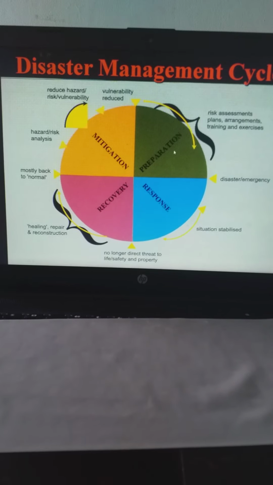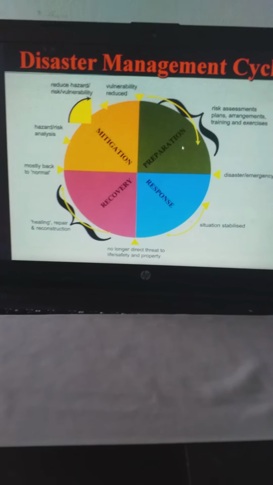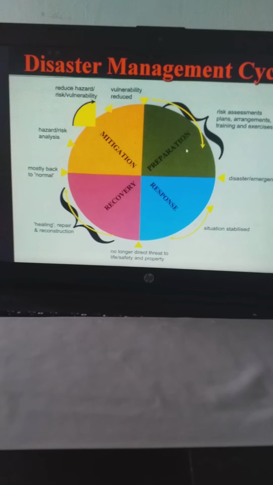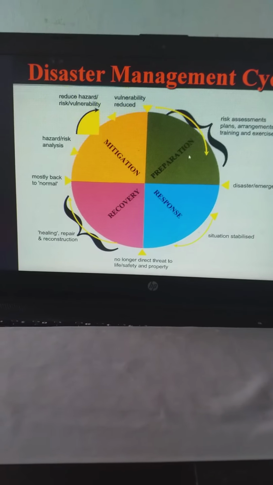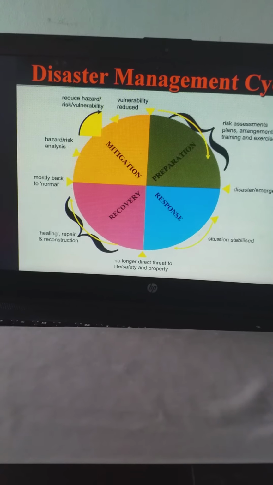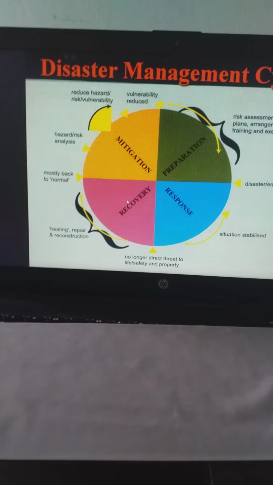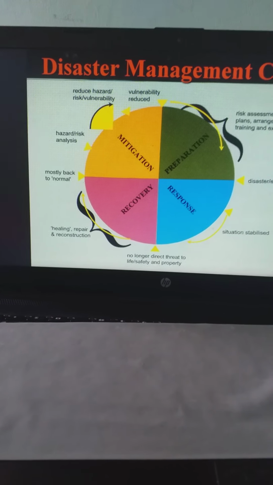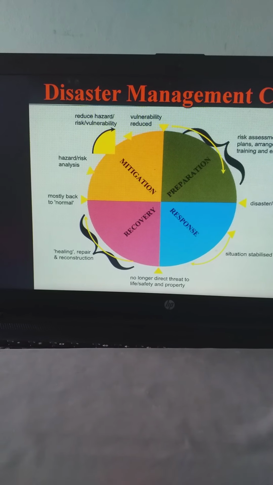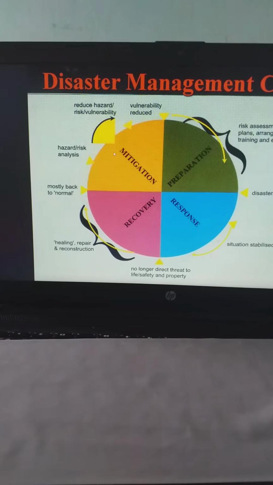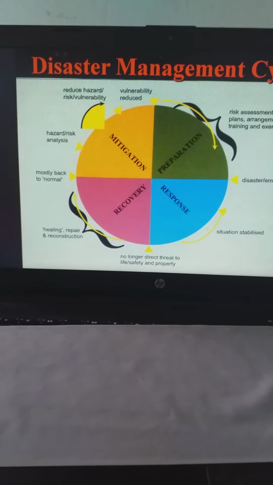Preparation is a stage before a disaster. Lots of things need to be prepared because we do not know what kind of disaster will take place. A nation which is equipped enough, well prepared enough, will not face much of a disaster. Then you come to response. Response is actually field work. Then you come to recovery. Recovery is actually after a disaster: healing, repair and reconstruction. Then you come to mitigation. What are the steps to reduce disaster, or the lessons learned?